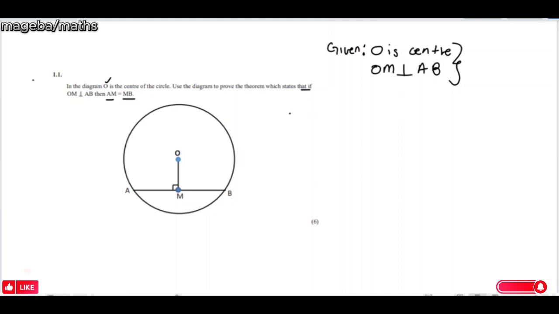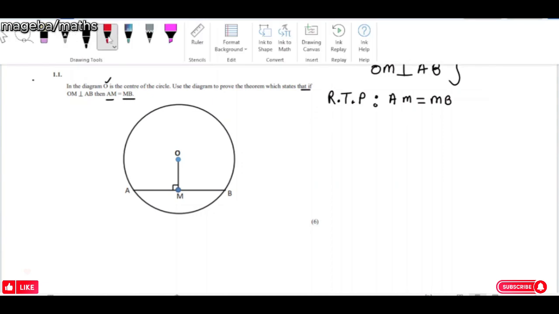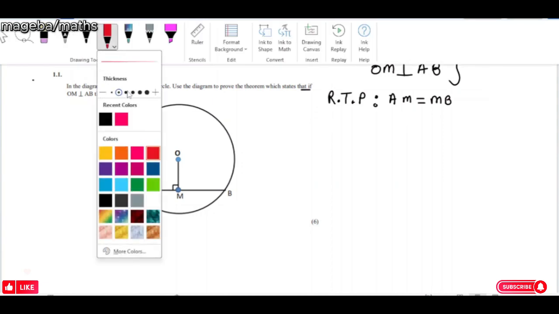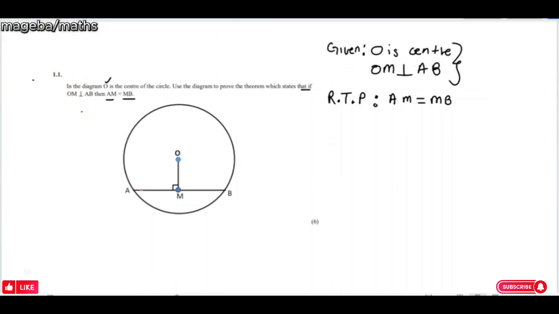So this one is what? This is my required to prove. This is the thing that I must be proving. So proving that AM is equal to MB. So from now, I need to prove. In order for me to prove, there is a thing that I need to do. I need to construct somewhere, somehow. Now let's do my construction.